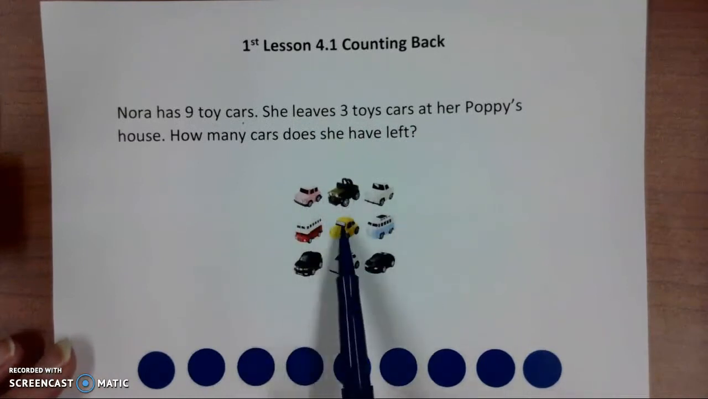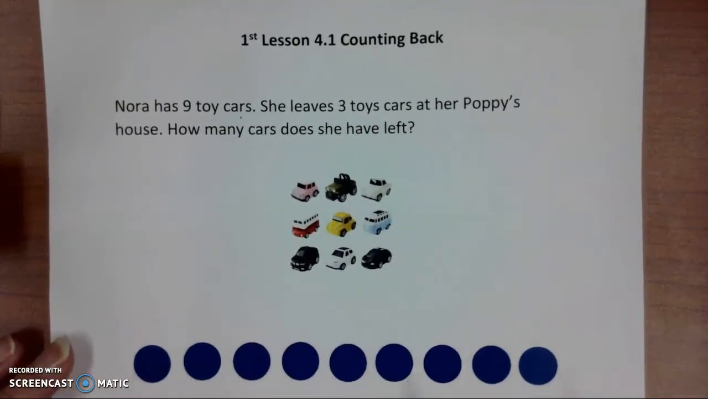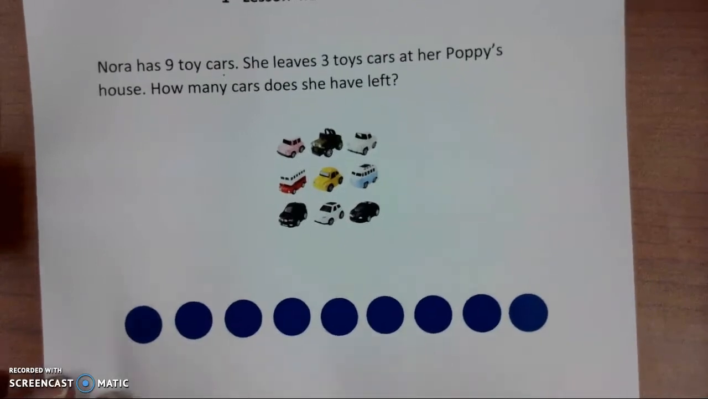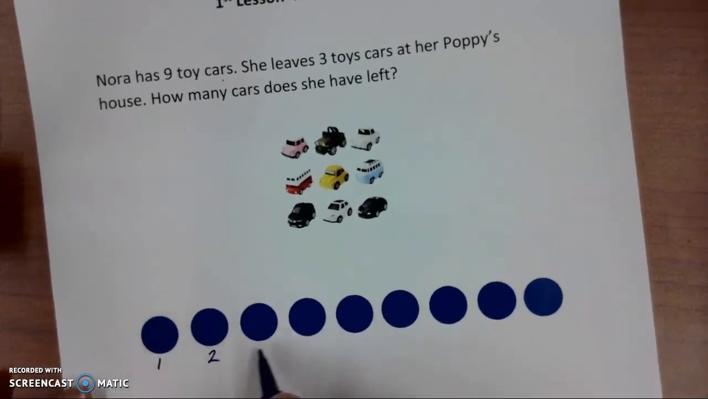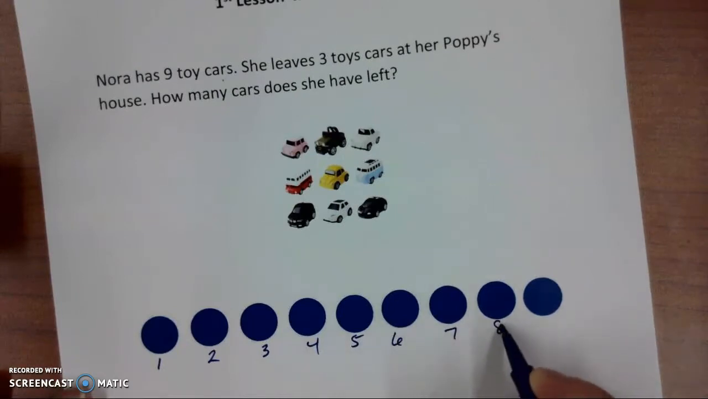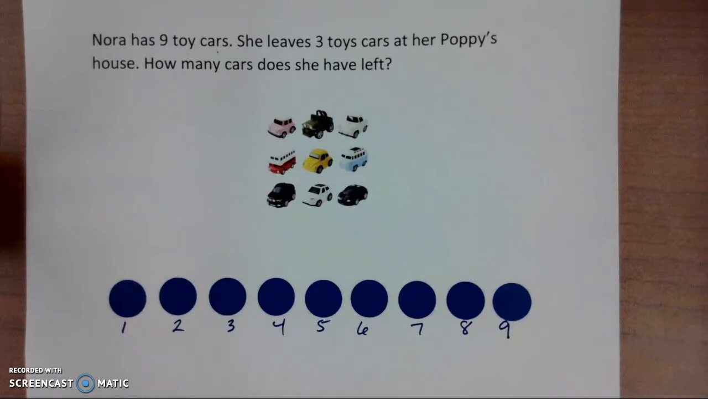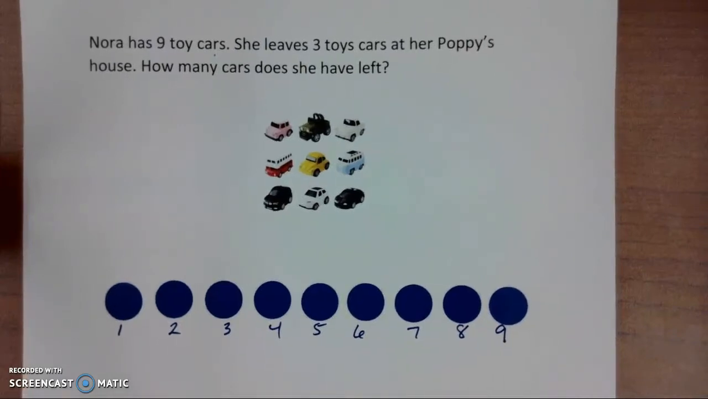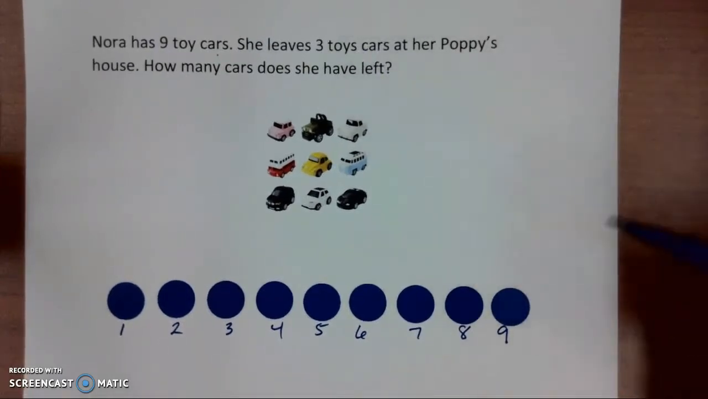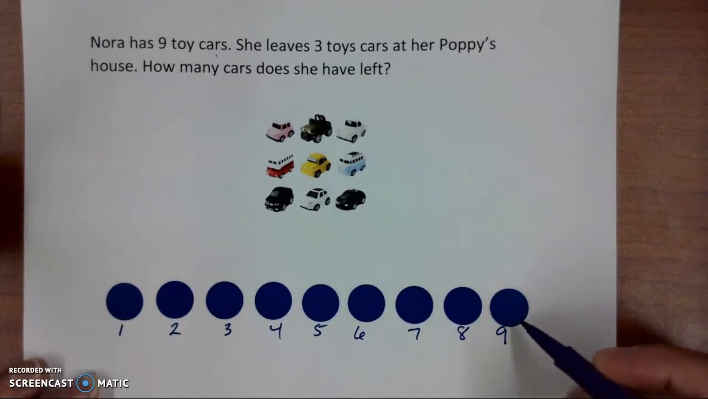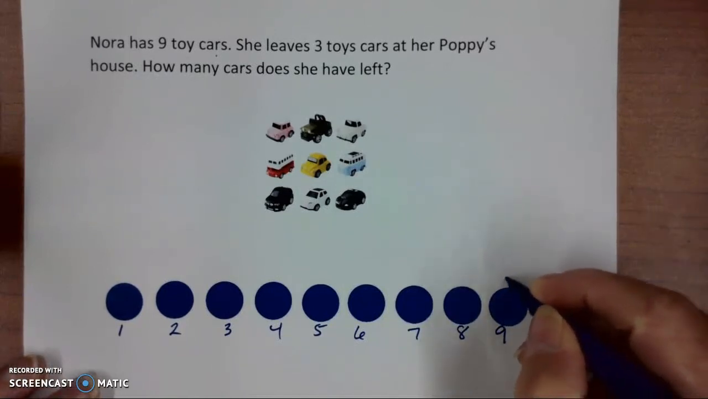1, 2, 3, 4, 5, 6, 7, 8, 9. And we're going to use the counters to represent the cars. We have 1, 2, 3, 4, 5, 6, 7, 8, 9 counters. When we start, we are going to model Nora leaving 3 cars at her Poppy's, so she had 9 cars. But when she left 3 cars.